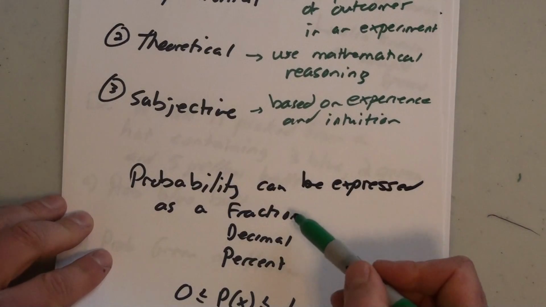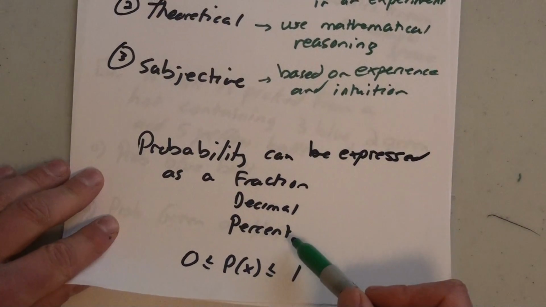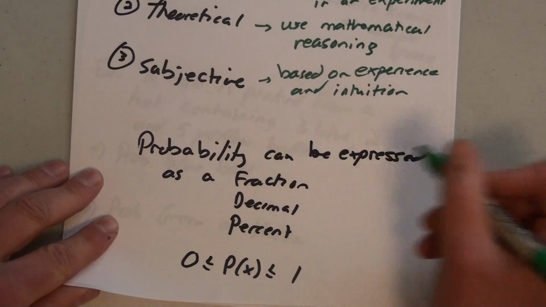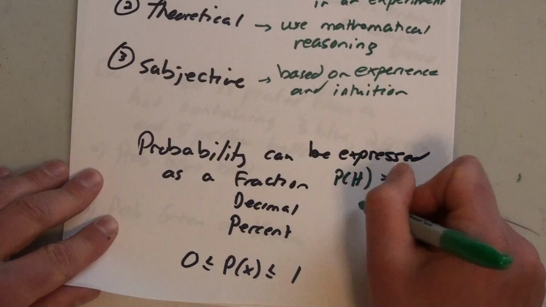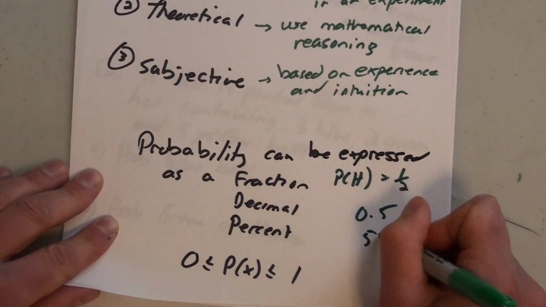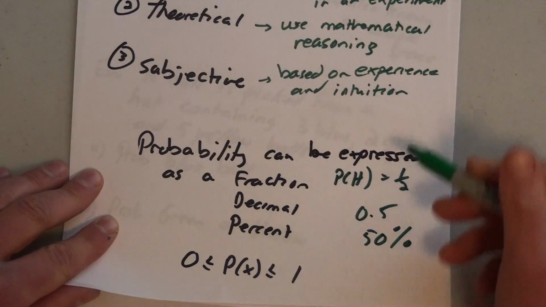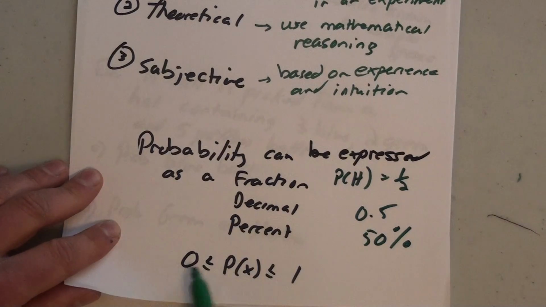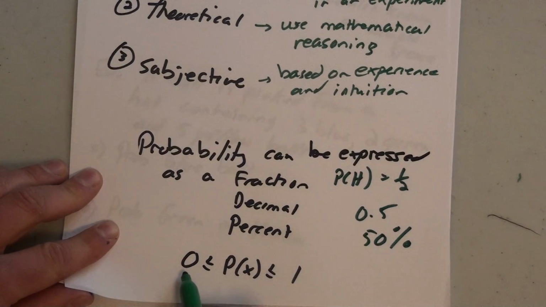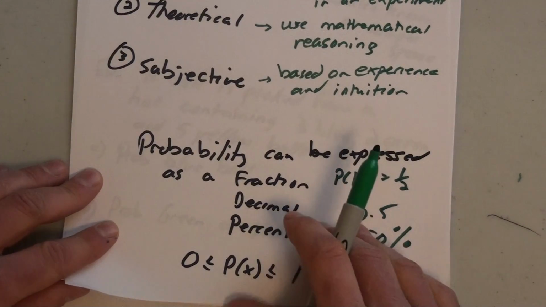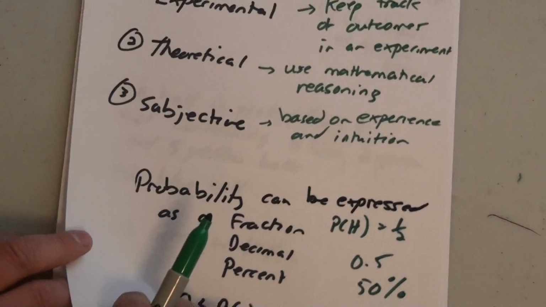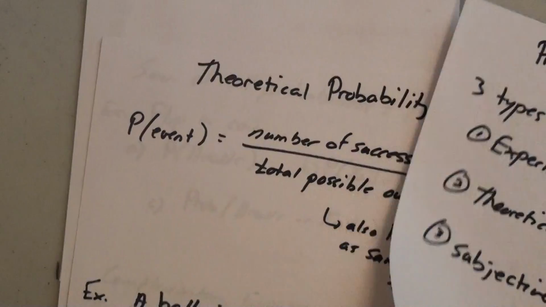Probabilities are expressed as either a fraction, a decimal, or a percent. For example, if you're flipping a coin, the probability of getting heads will equal 1/2, or you can do it as a decimal being 0.5, or you can express it as a percent being 50%. That's all fine, as long as the probability is between 0 and 1. If you have a probability of 0, it means it's never going to happen. You have a probability of 1, guaranteed it's going to happen, 100% of the time. Your answers have to be between 0 and 1, but as a fraction, a decimal, or a percent, all are okay.